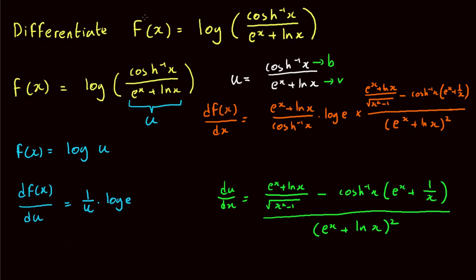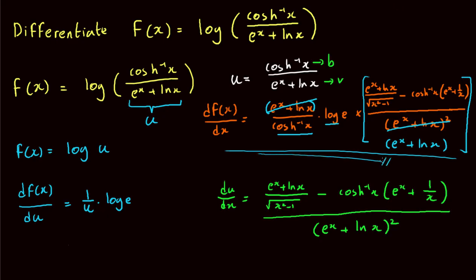I don't know if you guys can notice, but this and this we can factor out. Eventually we leave it as e to the power of x plus ln x. And basically you can simplify it, so you'll just have log e over cosine hyperbolic inverse x multiplied with this mumbo jumbo looking expression right here. But that's basically how you find df dx for this case.